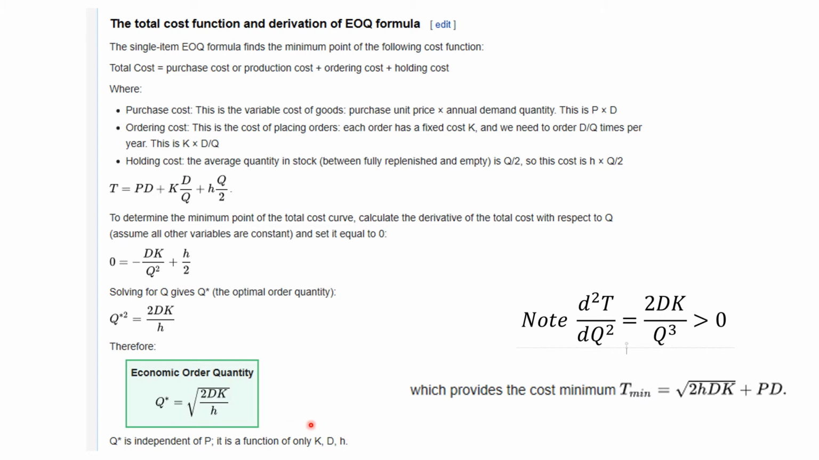Now, I do want to note, looking back to our discussion of the second derivative rule, that if we take the second derivative of T with respect to Q, we're going to get 2DK over Q cubed. But since Q is positive for any value, and in particular for Q star, that's going to be greater than 0, and that means that this is a minimum. And that means we can find the minimum cost by plugging this value, Q star, into the total cost equation, and that provides us the total minimum cost.